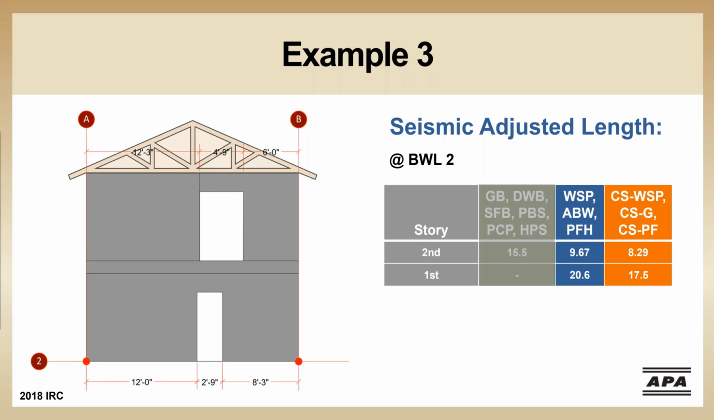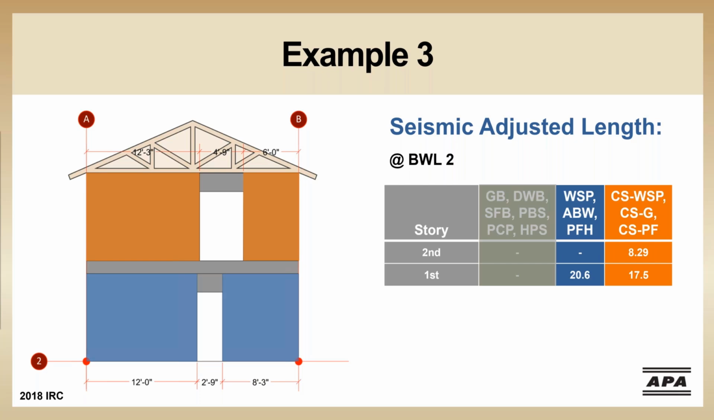Moving on to braced wall line 2 at the upper floor, I've crossed out the WSP column to remind us that we only get to use continuous methods on this story. Because this is an upper story, that really means CSWSP. We have a lot of wall area along this line, and all these walls are meeting that 2-to-1 aspect ratio we noted on the minimum length table. We're definitely able to meet the 8.29 feet of required braced wall length on this wall line.